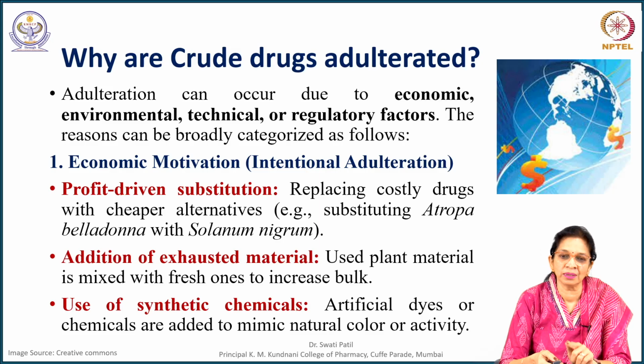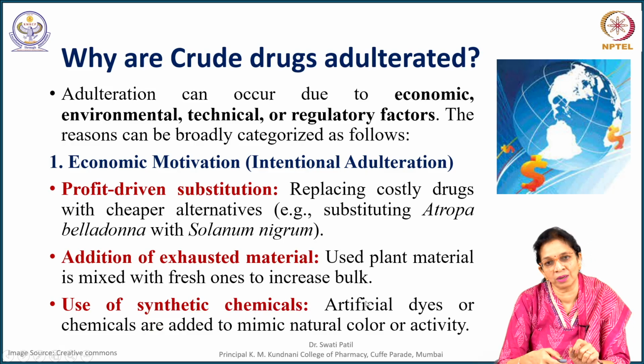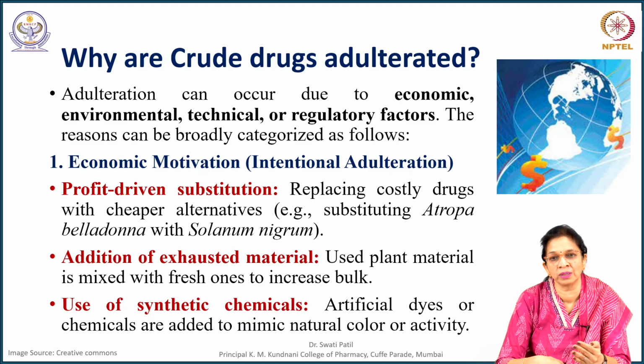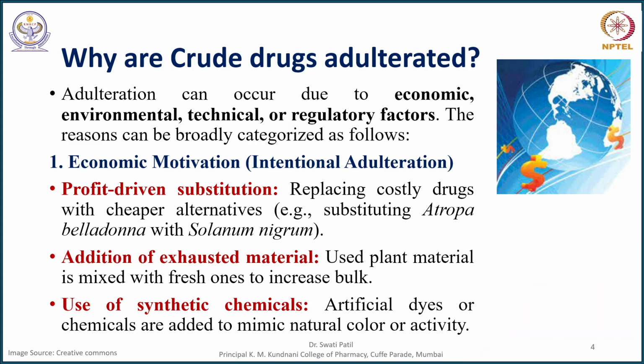Use of synthetic chemicals. Artificial dyes or chemicals are added to mimic natural color or activity. Turmeric is the best example, where we have come across literature which says that turmeric was adulterated with synthetic dye which was found to be carcinogenic. Hence, it is very important to study the adulteration occurring in these crude drugs.